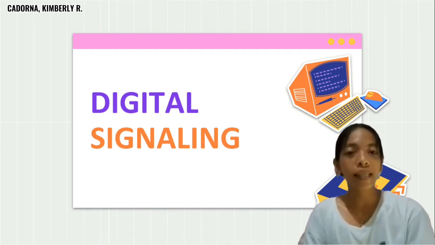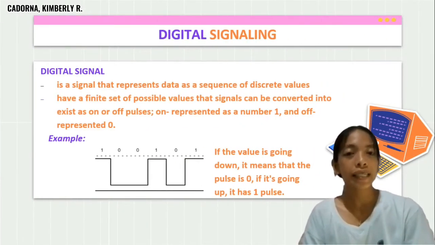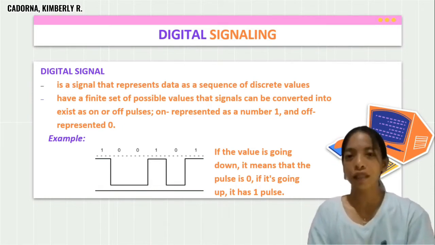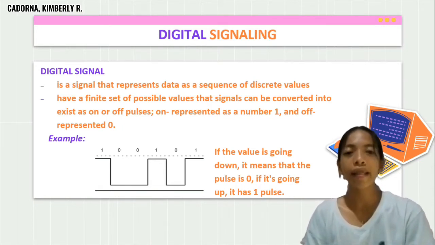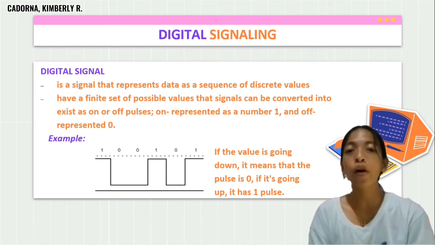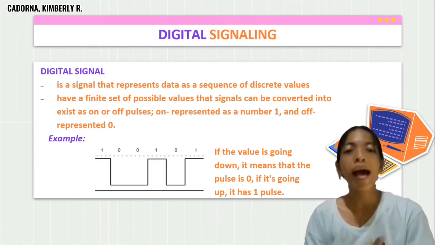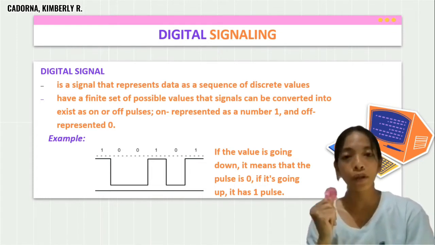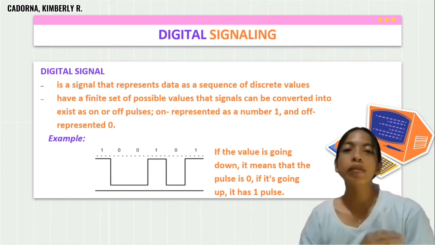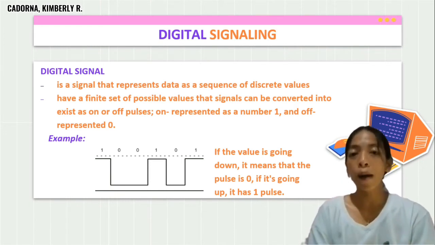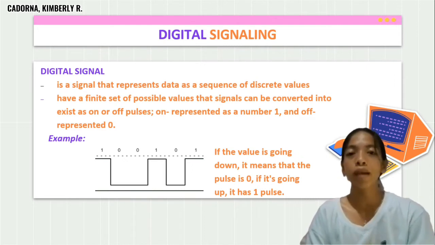Everyone, since the last reporter discussed analog signaling, we will now proceed to the second type of signal, which is digital signaling. Digital signaling is a signal that represents data as a sequence of discrete values. It has a finite set of possible values that signals can be converted into, such as on or off pulses. On is represented as a number 1 and off is represented as 0. If the value is going down, it means 0 pulses. If it is going up, it has 1 pulses.